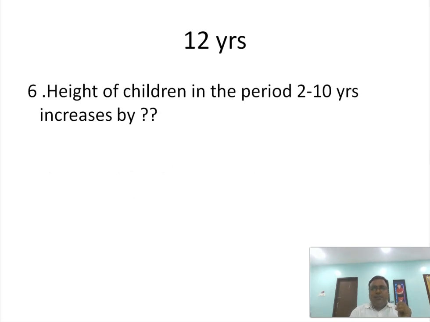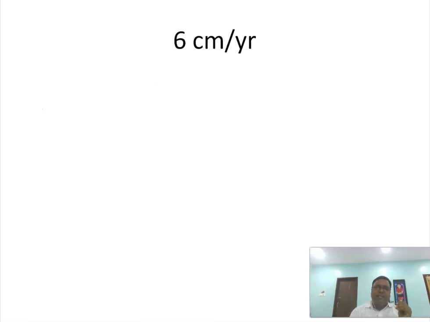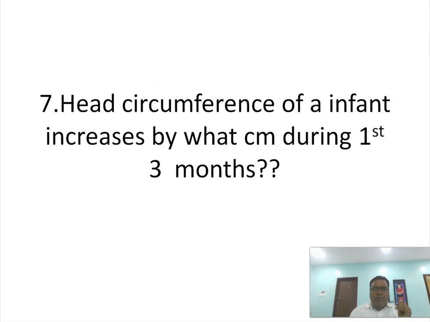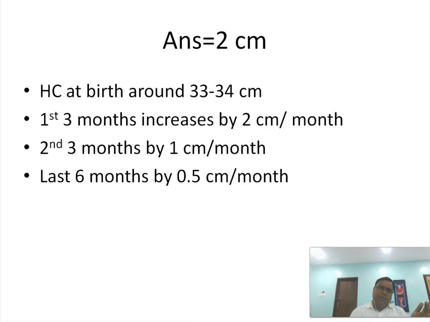Then the height of children in the period of 2 to 10 years increases by 6 cm per year. This we can remember. Next, head circumference of an infant increases by what centimeter during the first 3 months? This we have discussed. First 3 months, 2 cm per month, 2, 2, 2. Second 3 months, 1, 1, 1. Last 6 months, 0.5 centimeter every month. This we have to remember.